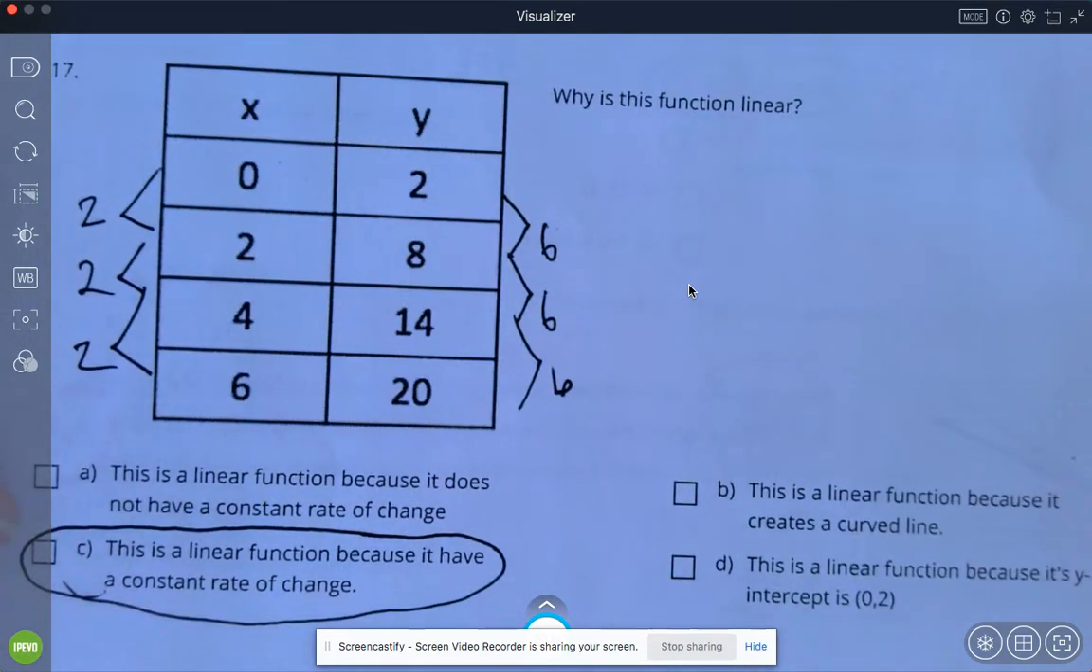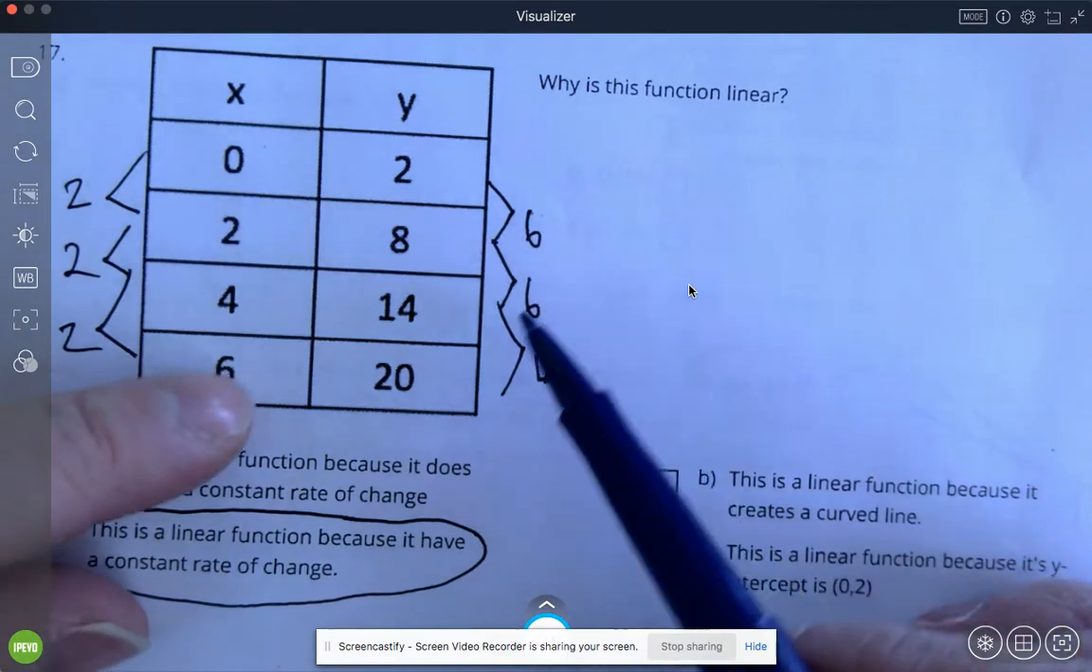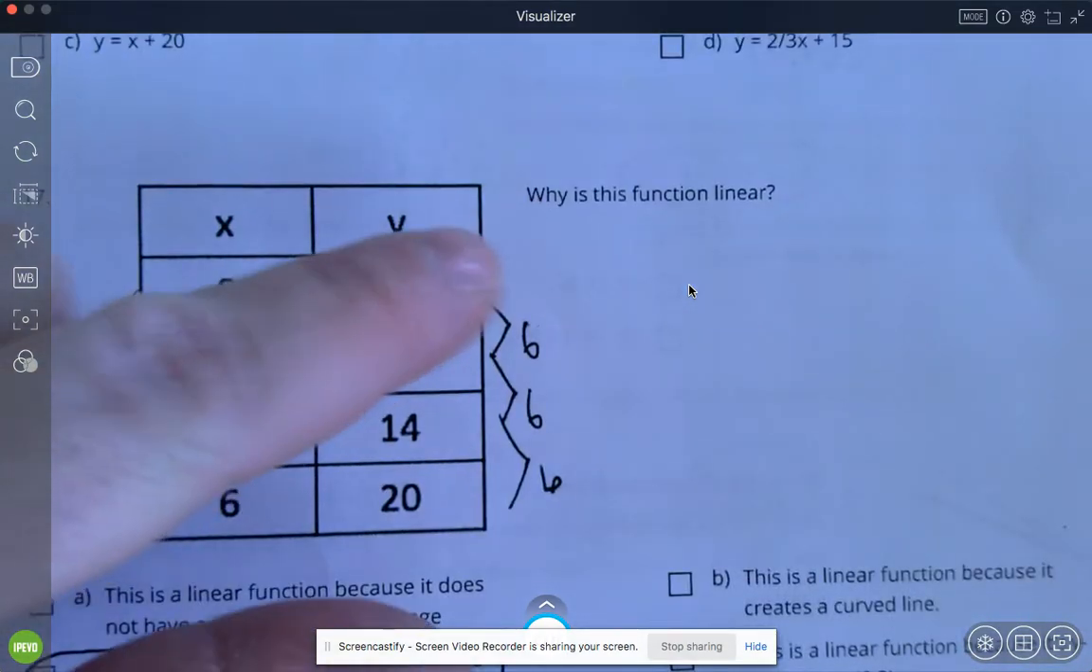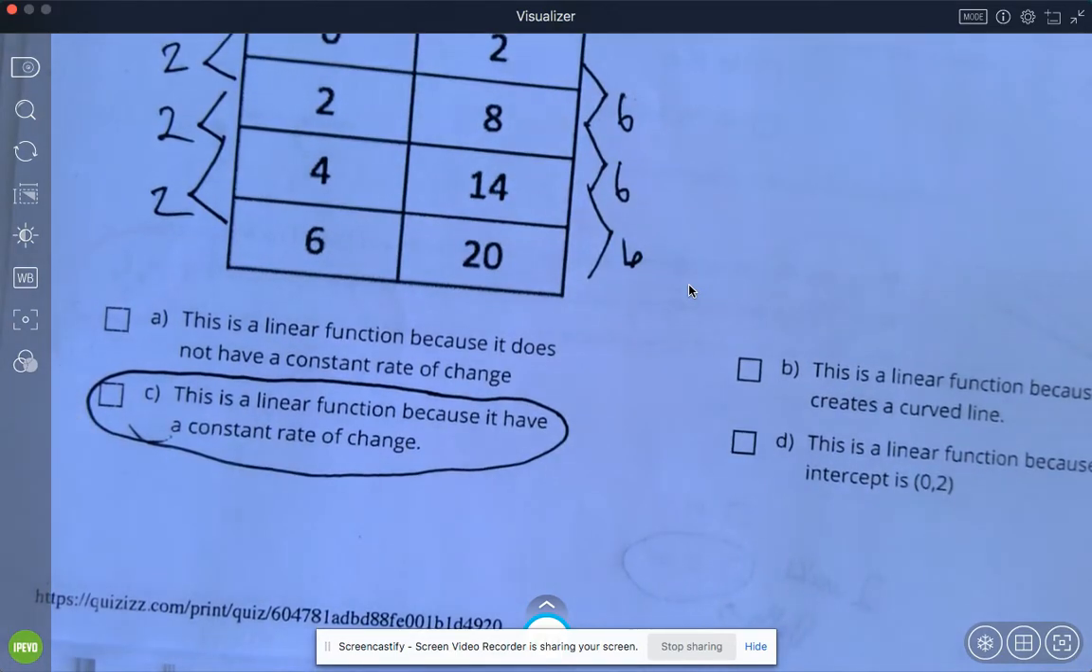Then we had linear and nonlinear. If it's a table, you're looking for numbers to go up at a constant rate. So why is it a linear function? Well, these go up by 2, these go by 6. The linear function has a constant rate.